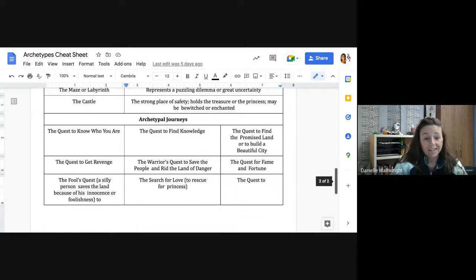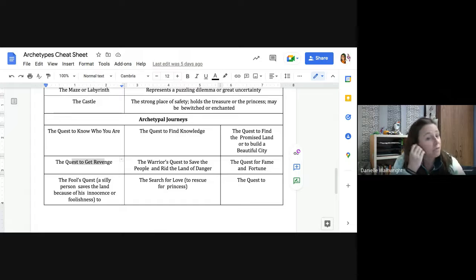And again, this does not have to be your character physically going somewhere, although it could be, like a quest for revenge. To get revenge could happen all in third period in one class day, right? So it can be flexible in how it is presented. Okay, so then this is just a sheet that you will just use as a reference. You're not going to do anything to it.